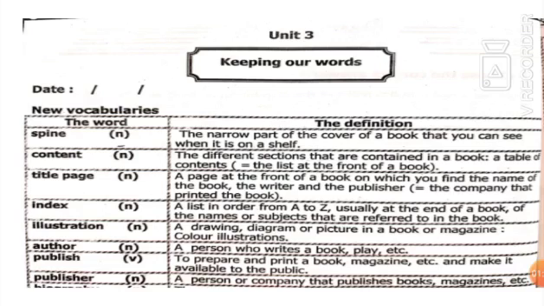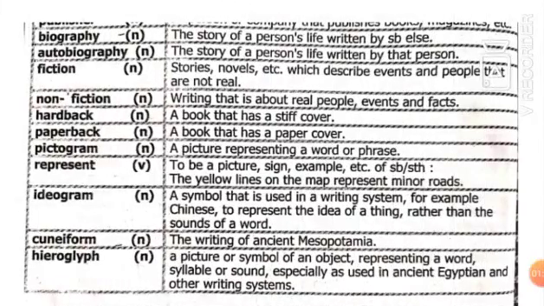Publish is a verb, means to prepare and print a book or a magazine and make it available to the public. The noun from publish is publisher, okay? Publisher is a person or company that publishes books or magazines.